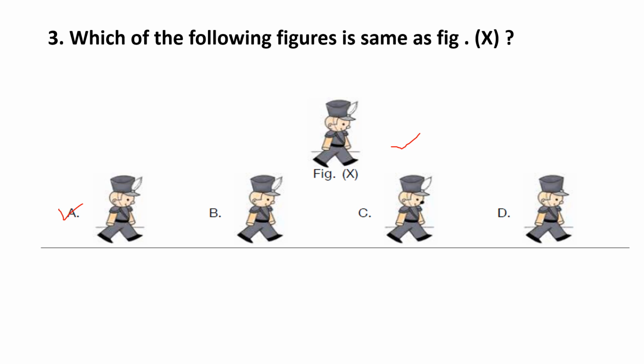In option C, it has black nose. While in figure X, it's white. So C is not our answer. Option D, feather is missing in its cap. So this is also not our answer. Answer is option A.